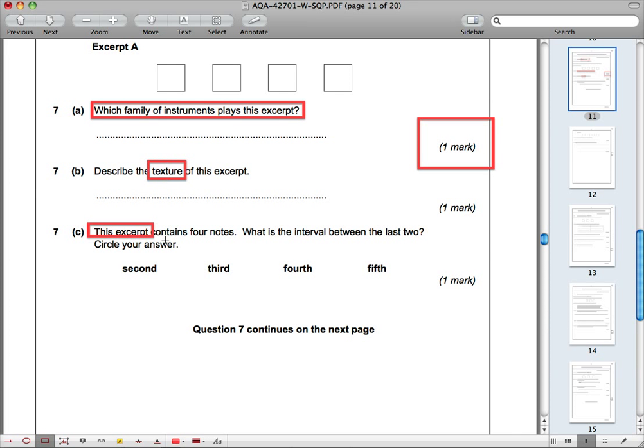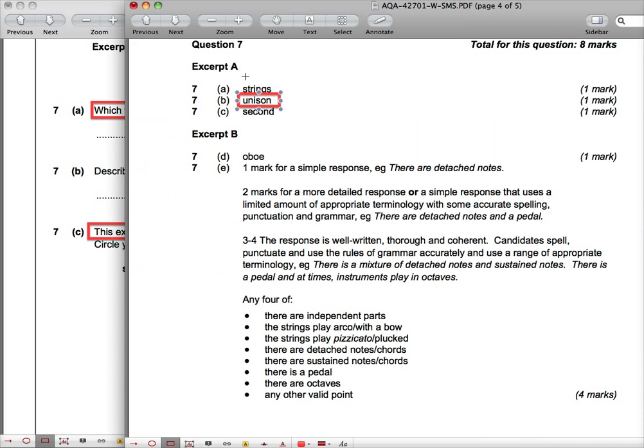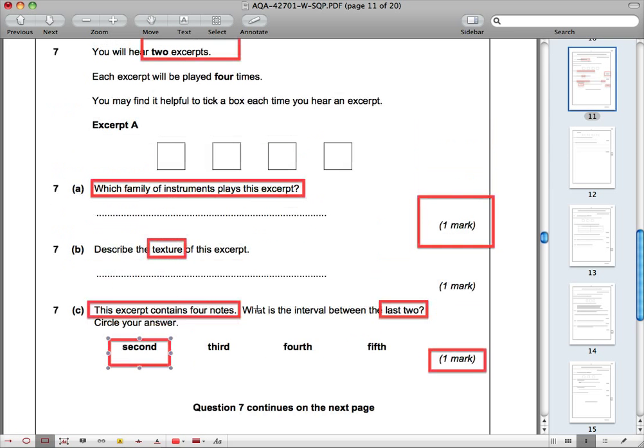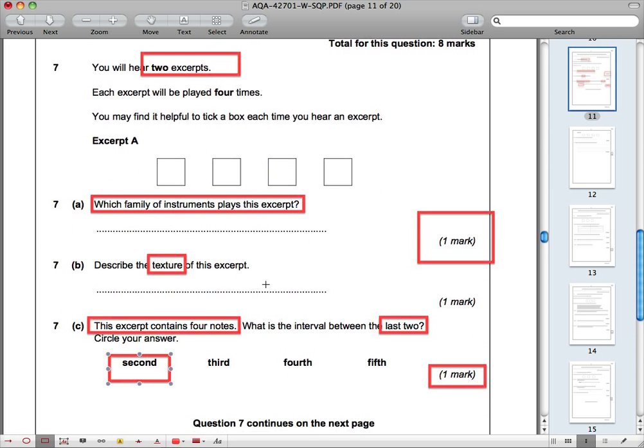It then tells us that this excerpt contains 4 notes. What is the interval between the last 2 notes? So you're listening to the last 2, and we can give an option for 2nd, 3rd, 4th and 5th. Unlike previous questions, it's only worth 1 mark, so we don't need to identify whether it's a perfect 5th, a perfect 4th, a major 3rd, major 2nd, etc. And it tells us here the correct answer is a 2nd. So the notes are pretty much as close together as they can get. So that's a nice easy question.